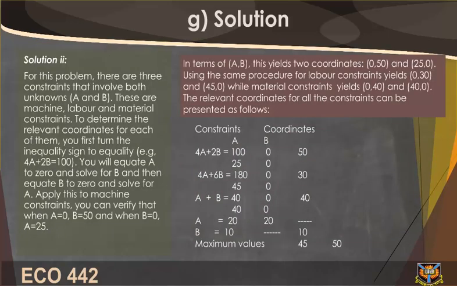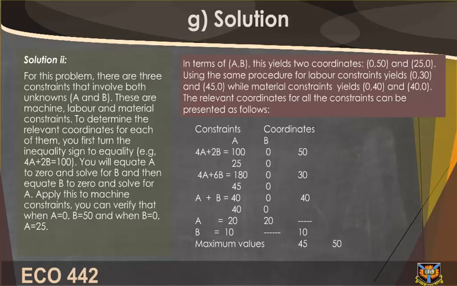Solution 2. For this problem, there are 3 constraints that involve both unknowns A and B. These are the machine, labor, and material constraints. To determine the relevant coordinates for each of them, you first turn the inequality sign to equality, e.g. 4A plus 2B equals 100. You will equate A to 0 and solve for B, and then equate B to 0 and solve for A.